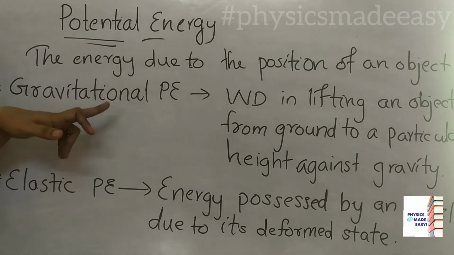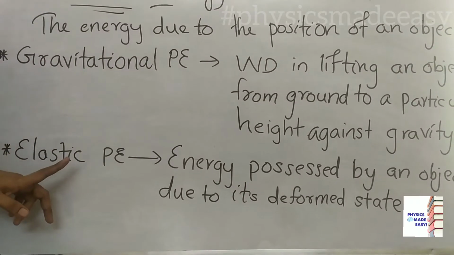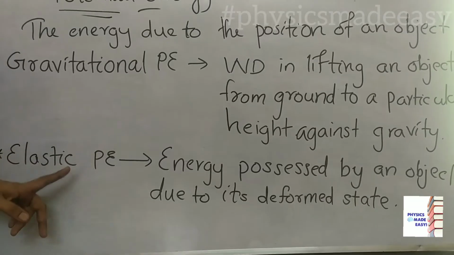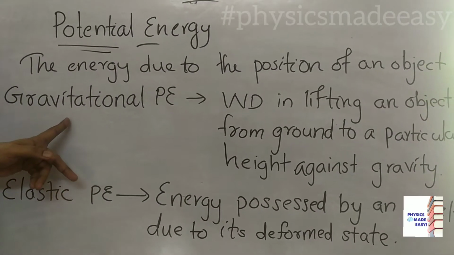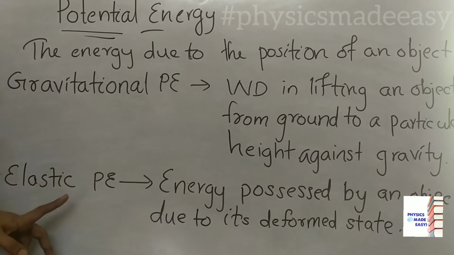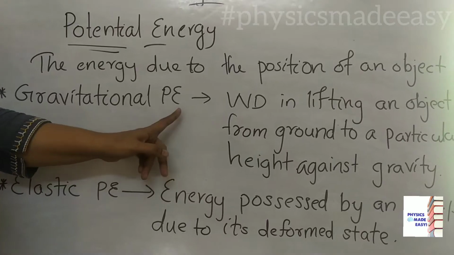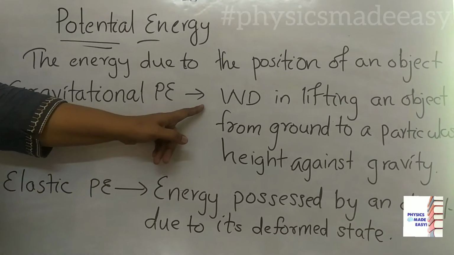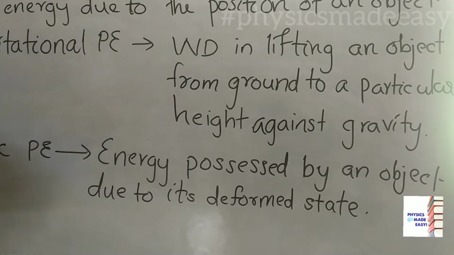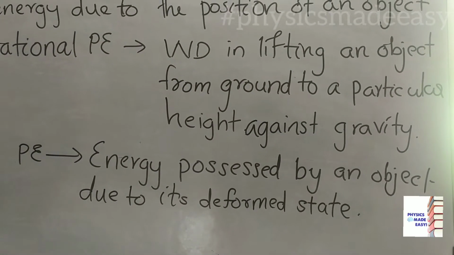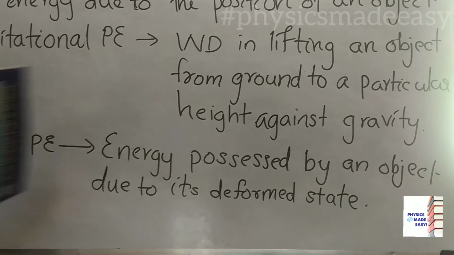The first one is gravitational potential energy and the second one is elastic potential energy. In this chapter we are going to discuss gravitational potential energy, but you should also know what elastic potential energy is. Gravitational potential energy is the work done in lifting an object from the ground to a particular height against gravity.